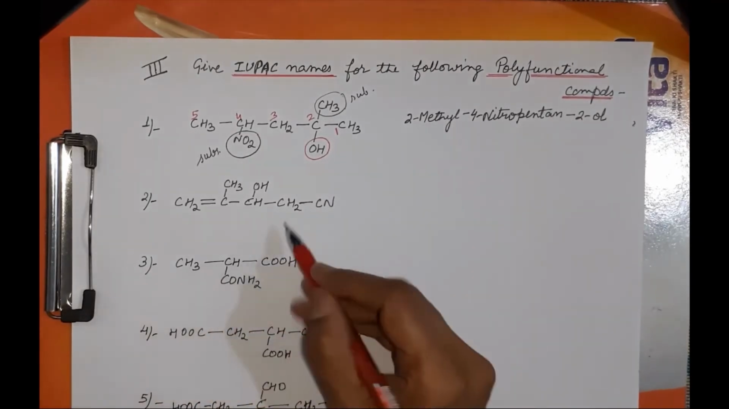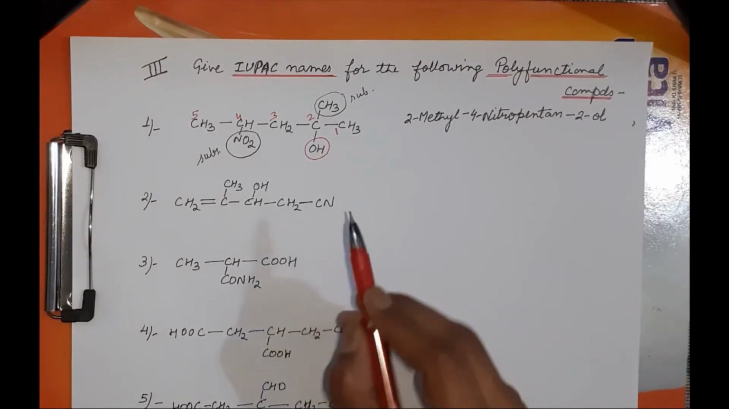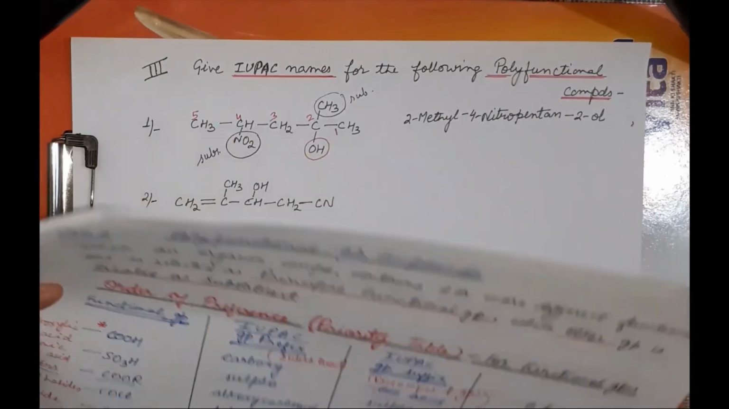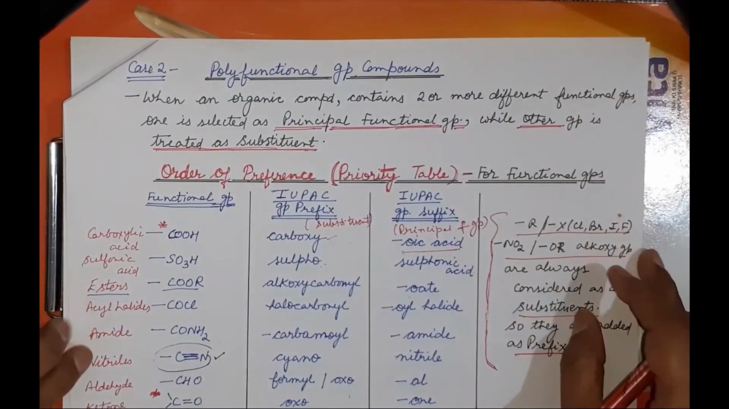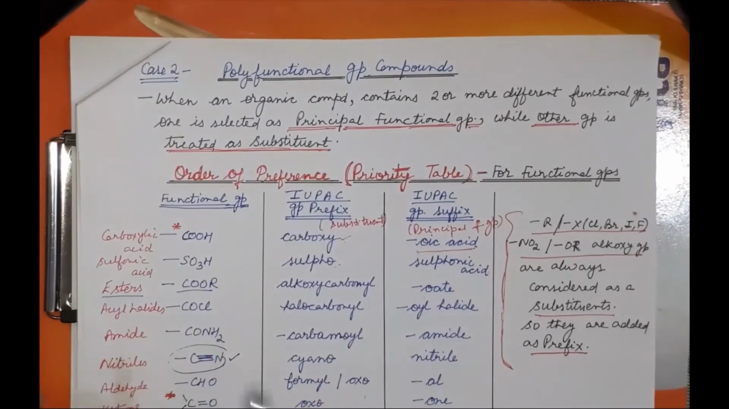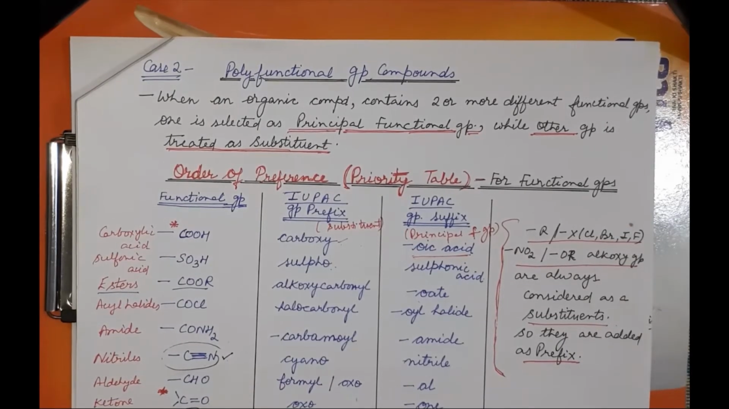Here we can see two functional groups are there. This cyanide functional group CN and one OH functional group is there. Now in such cases, as I discussed earlier also, there is a priority table. In this priority table, we have to see the position of both these groups, CN group and the OH group. So here we can see this is the CN group, which is above the OH group. This is the OH group.